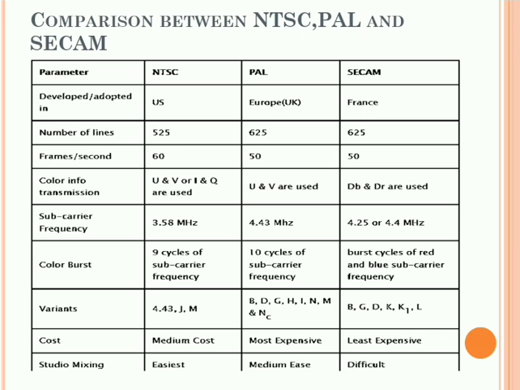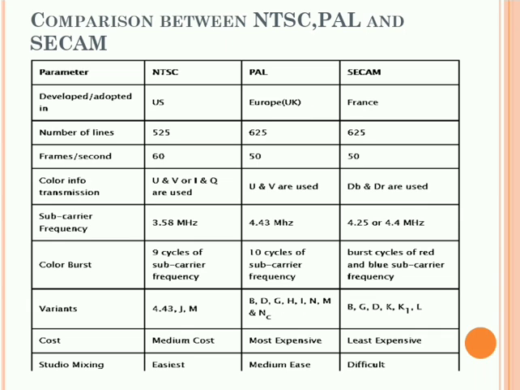Now we will see the comparison between these three systems. The first parameter is where it is developed or adopted. The NTSC system is developed in the US, PAL in Europe, and SECAM in France. For the number of lines, the NTSC system consists of 525 lines, PAL consists of 625 lines, and SECAM is having 625 lines.